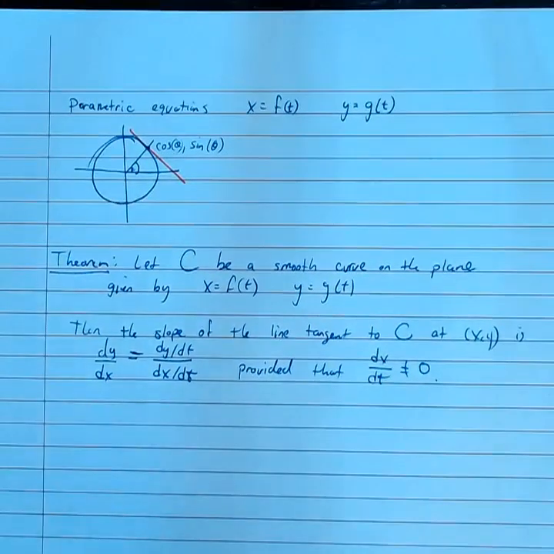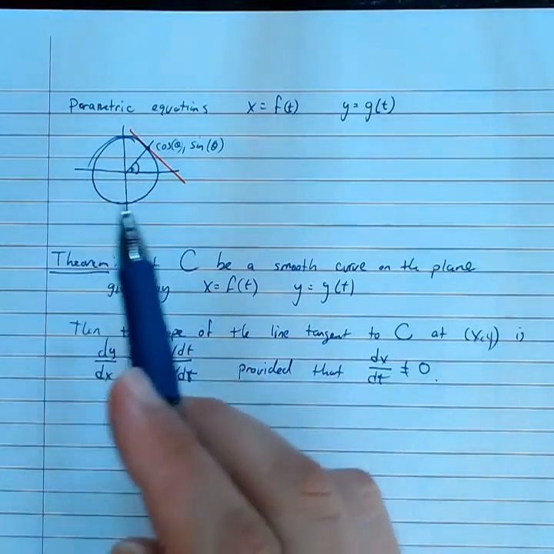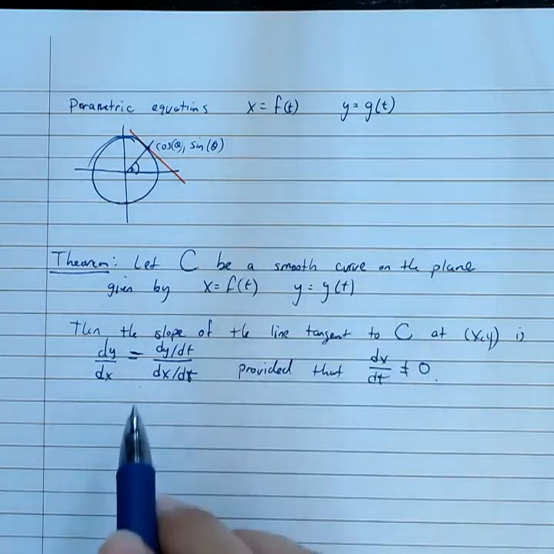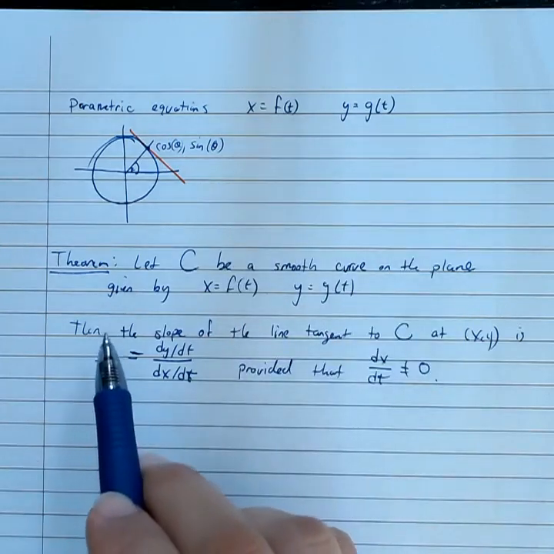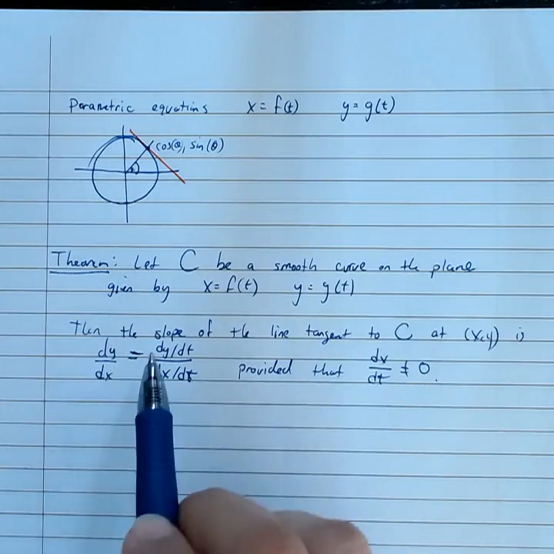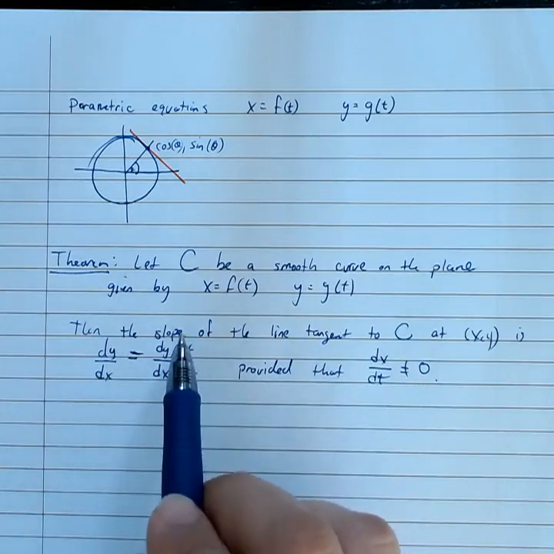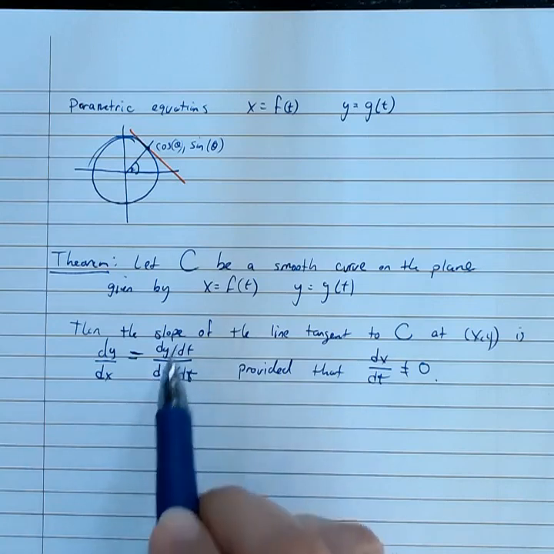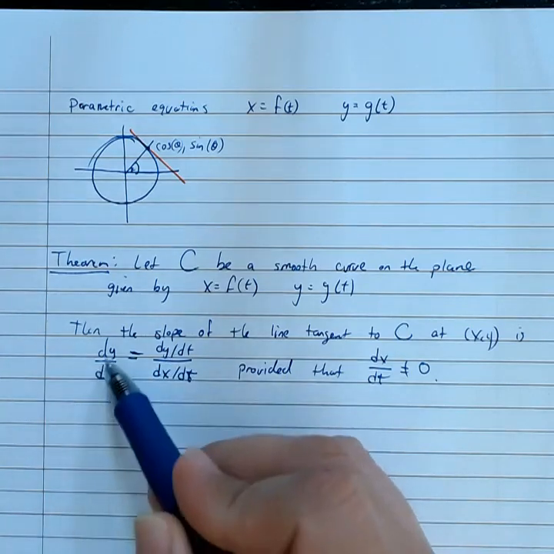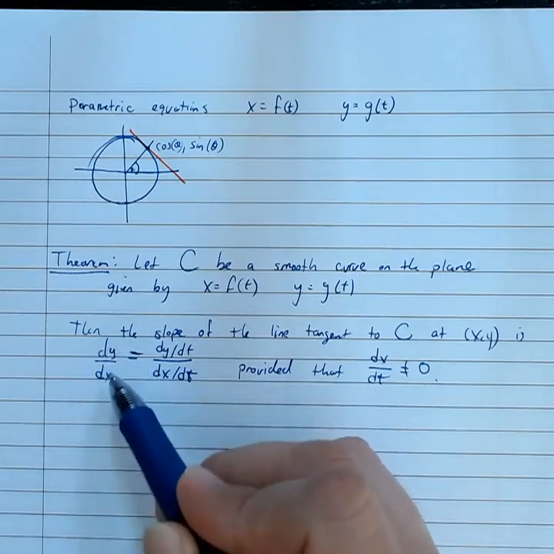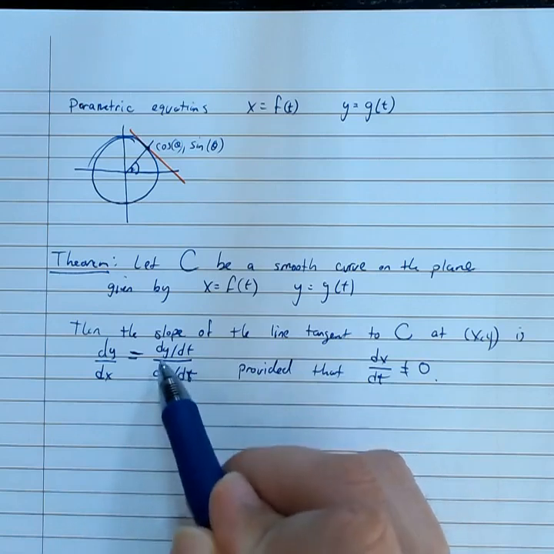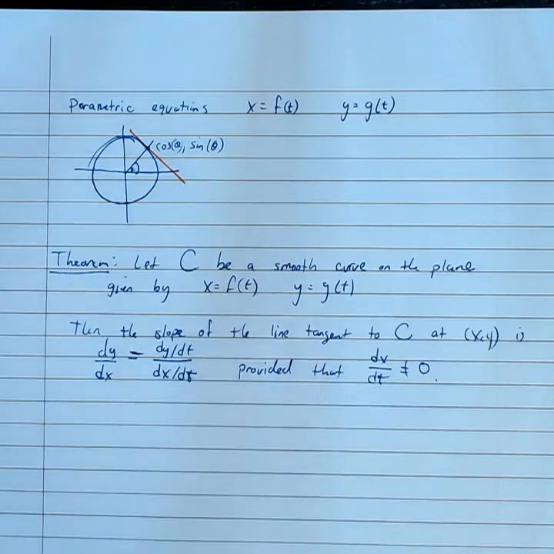Well, what is this saying? What it's saying is, if you want to define a derivative on a curve that's defined by parametric equations, the way you do it is by saying, what is the derivative of y, not with respect to x, but with respect to t? Separately, what is the derivative of x with respect to t? And then you divide those. This is Leibniz notation. This is just regular old division.